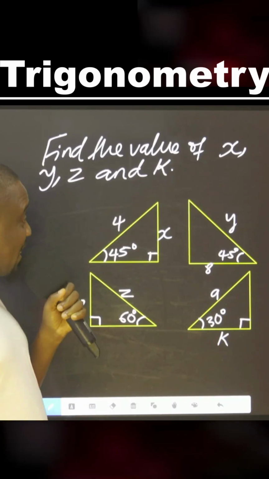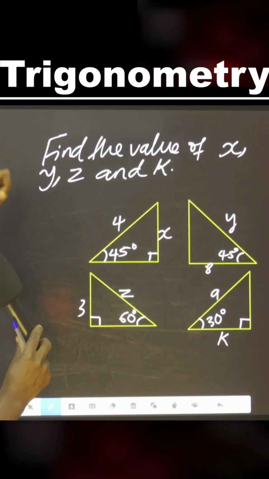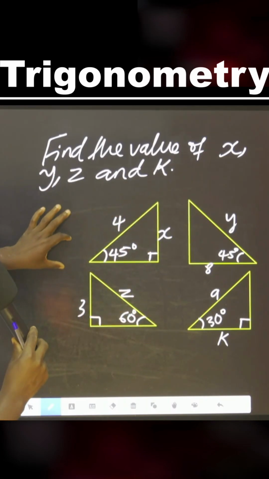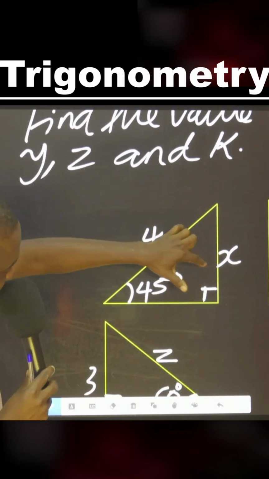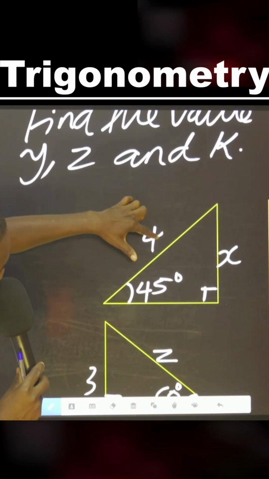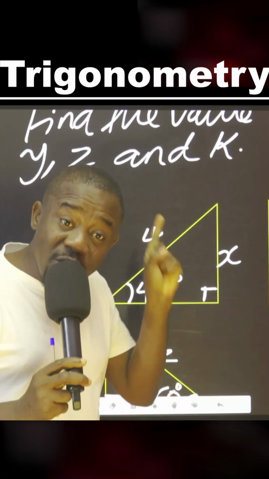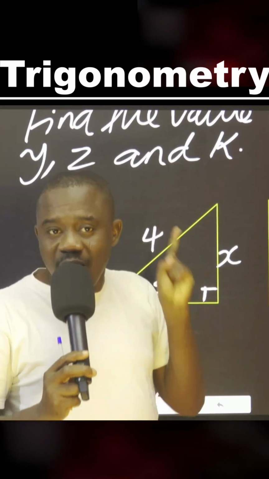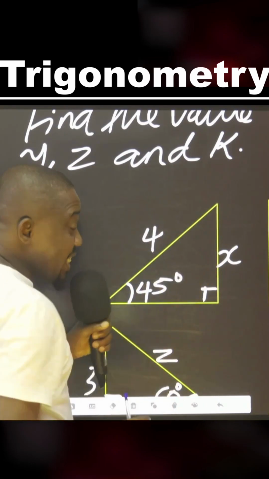Let's look at this. It says, find the value of S, Y, Z, and K from this diagram. So we're going to start from here. As you can see in this place, this is X, 45 degree, 4, and this is 90 degree. With just 45 degree, we know 45 degree is a special angle. So what we are going to do now, we look at what is given to us.